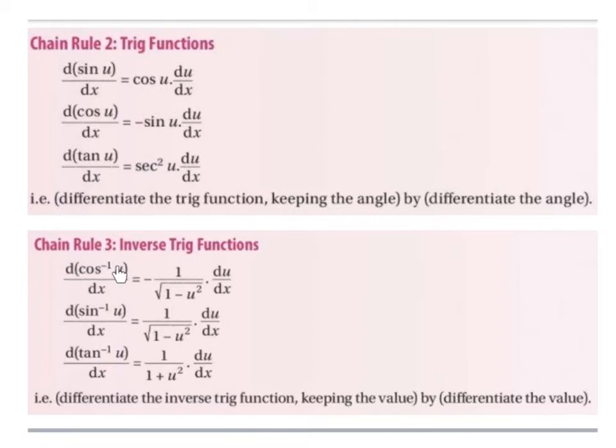Chain rule 3, inverse trig functions. d(cos inverse u)/dx is equal to minus 1 over root 1 minus u squared times du/dx. d(sine inverse u)/dx is equal to 1 over root 1 minus u squared times du/dx. And d(tan inverse u)/dx is equal to 1 over 1 plus u squared times du/dx. Or put simply, differentiate the inverse trig function, keep the value, and multiply it by the derivative of the value. So again, differentiate the outside and multiply it by the derivative of the inside.